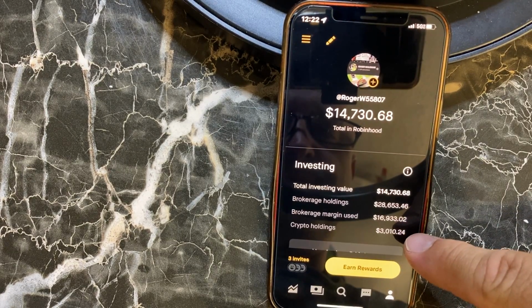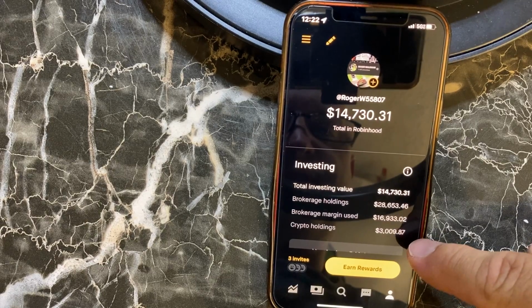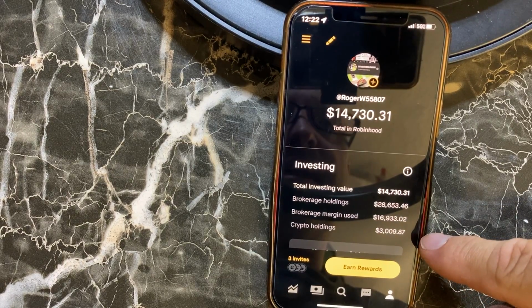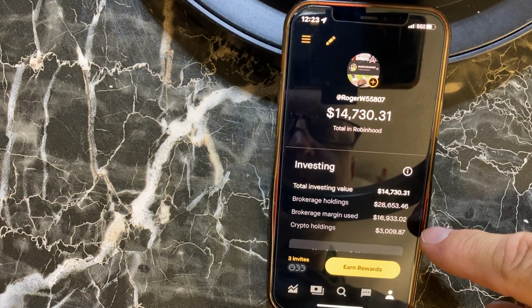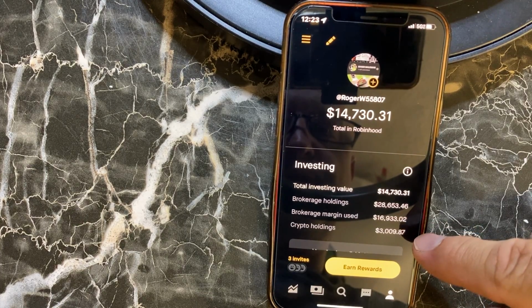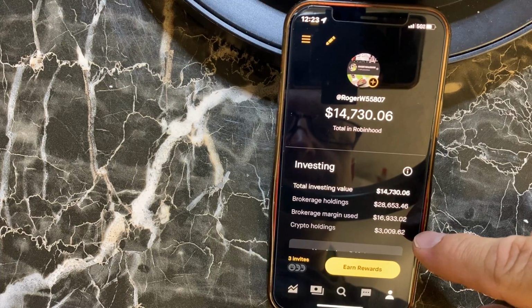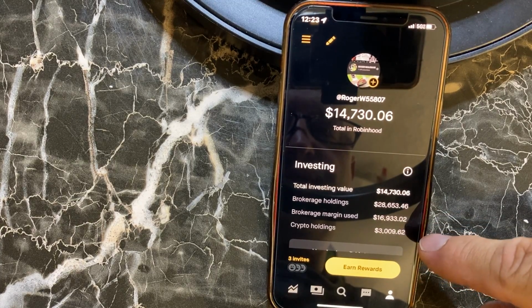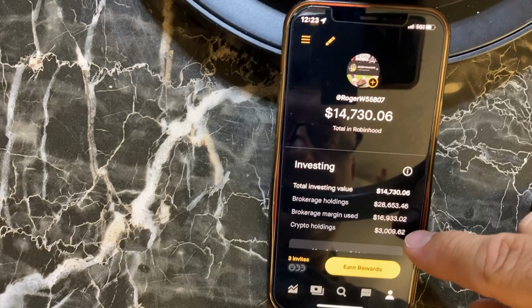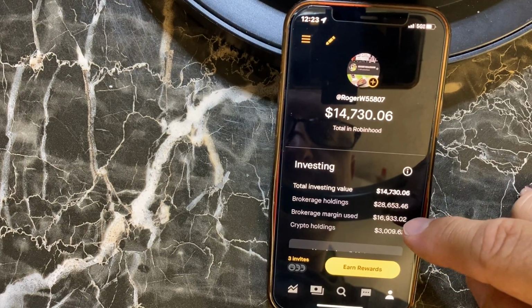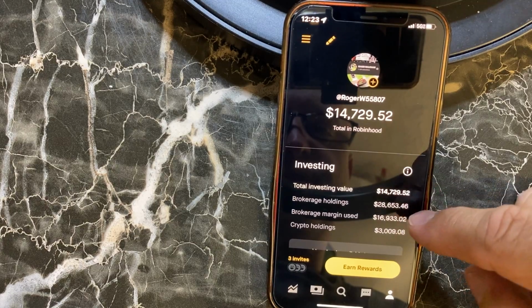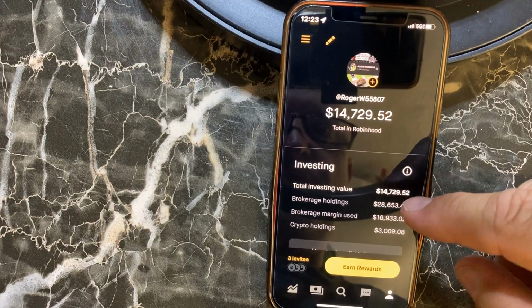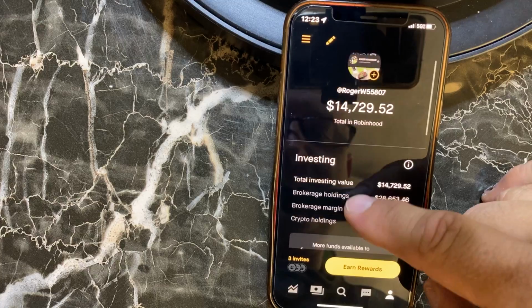A lot of times your crypto is different because they don't allow as much margin on your crypto. So a lot of times your holdings won't include that, and they won't give you much margin to buy crypto. So it's almost not worth it to buy on margin. Your margin is better used to buy regular stocks.